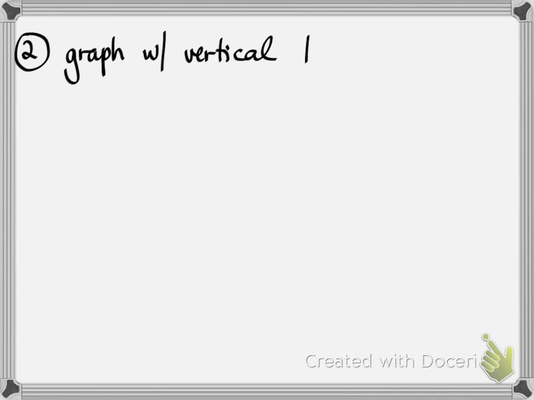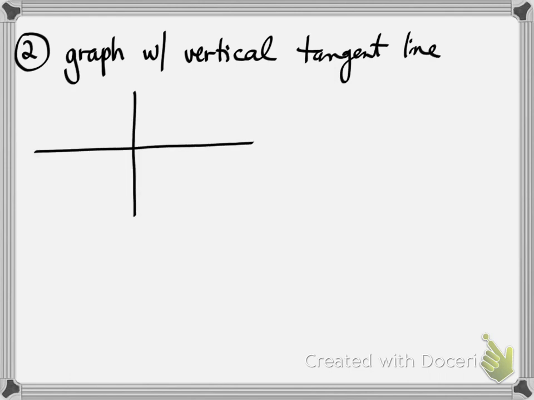A graph with a vertical tangent line is also not differentiable. Let me just do that on the next page. What would that look like? It looked like this. And if you wanted the derivative right here at that point, it's continuous, but it's got a vertical tangent line right there, so it's not differentiable.